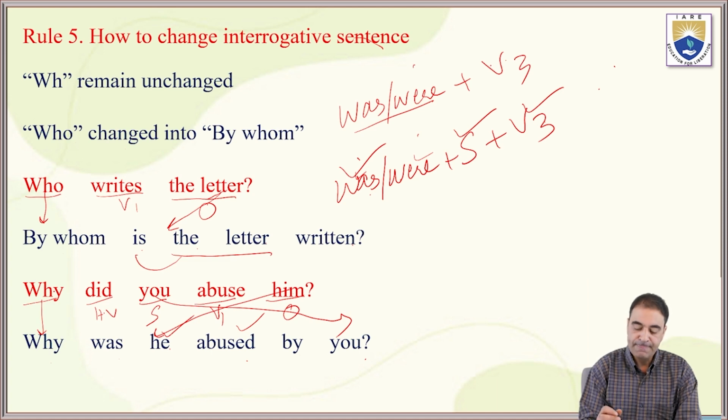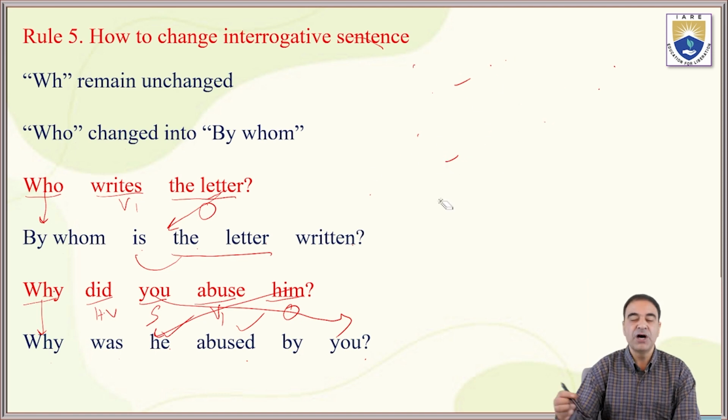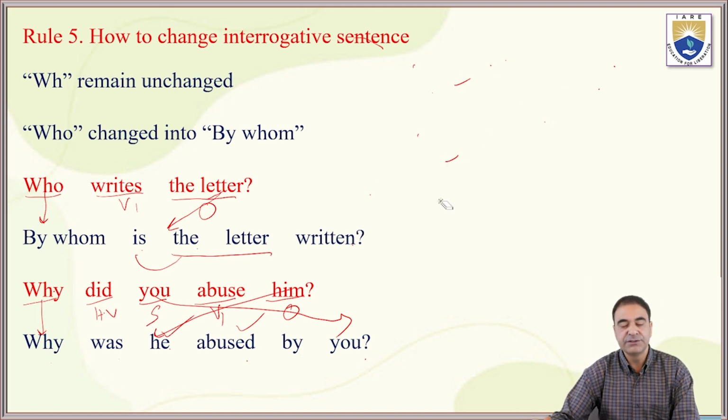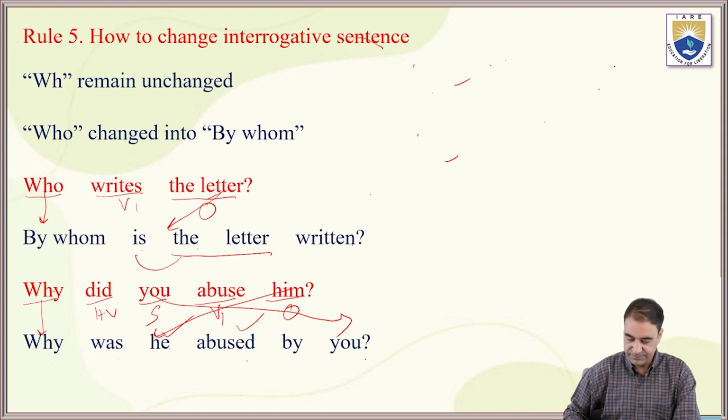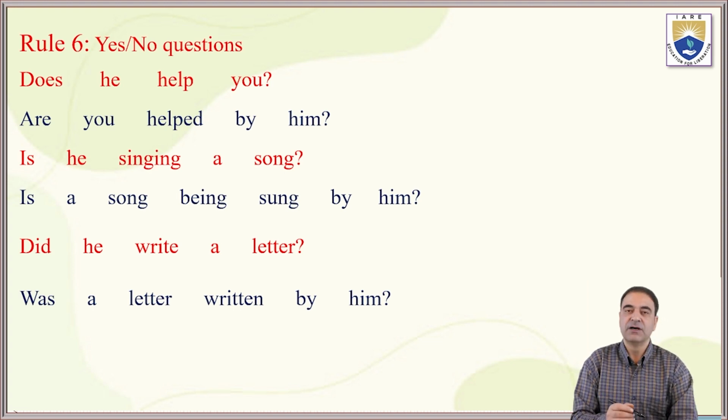Remember, in an interrogative sentence, we just introduce the subject after be forms of verb. Now the next one is how to change helping verb questions or yes-no questions. We have different helping verbs like is, am, are, was, were, has, have, do, does, did. Now how to change helping verbs?